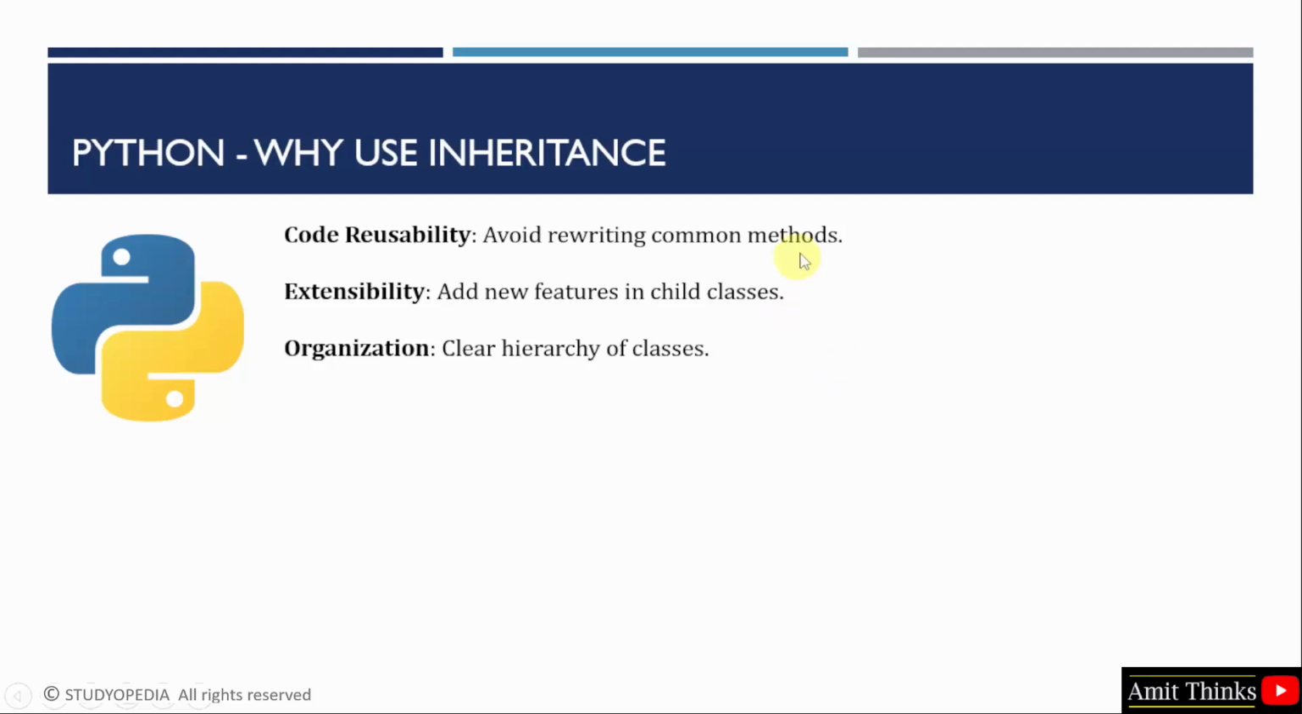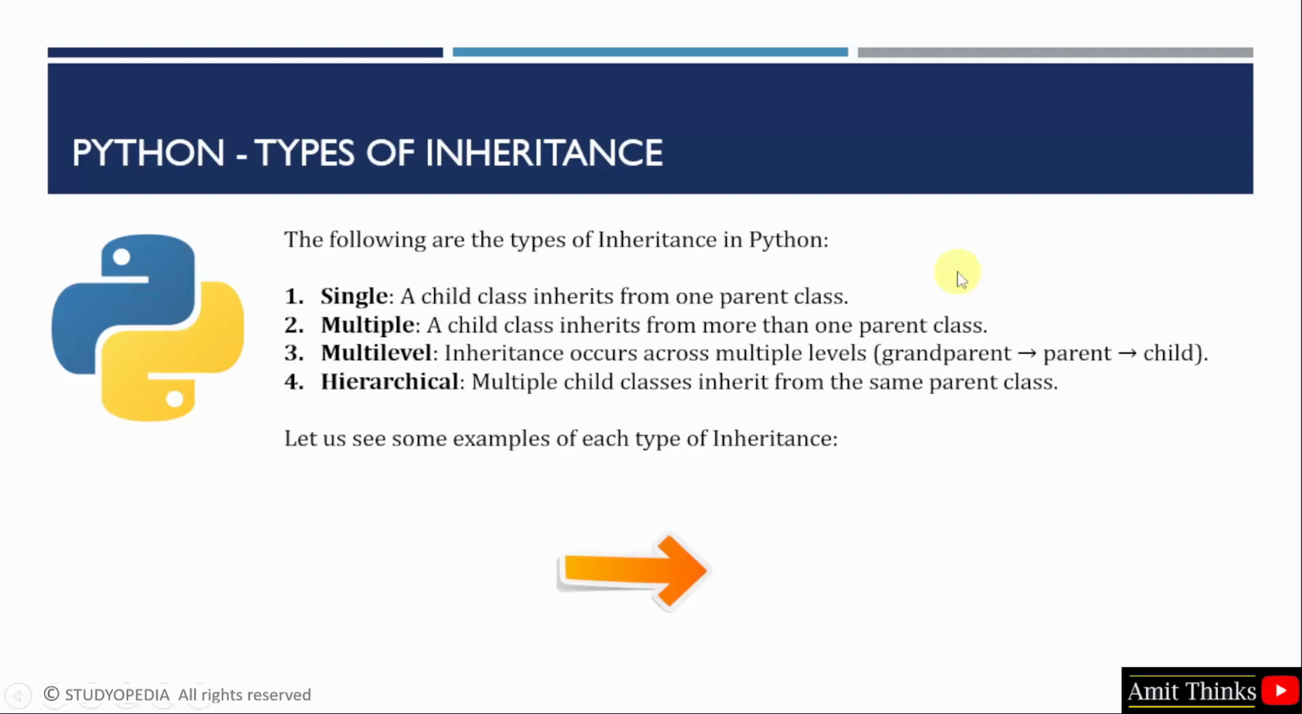Why use inheritance? I already told you that it helps in code reusability. You can easily add new features in the child class. With that, the hierarchy of classes is also clear. Now we know which is a parent class and which is a child class. Here are the types of inheritance. First we have single inheritance, which we just saw: a child class inherits from one parent class.